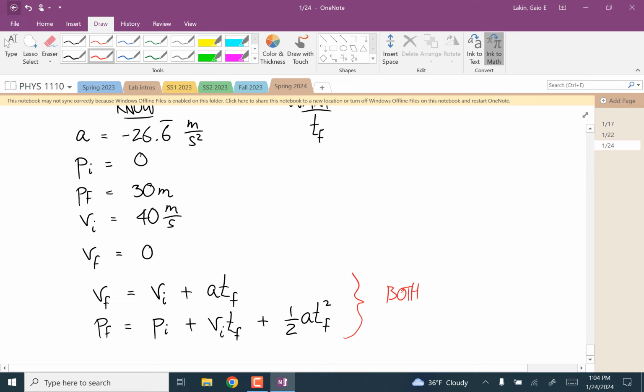So what happens in that case? Might as well use this one because it's the simplest one. There's no squares to worry about. Squares can be a little bit of a pain because it obscures the sign. You know, if you square a negative, you get a positive. So anyways, anytime you get that V equation to work, use that.